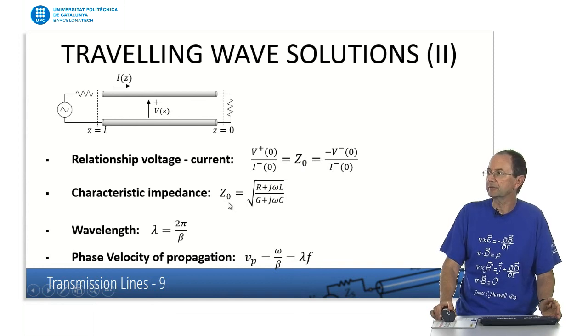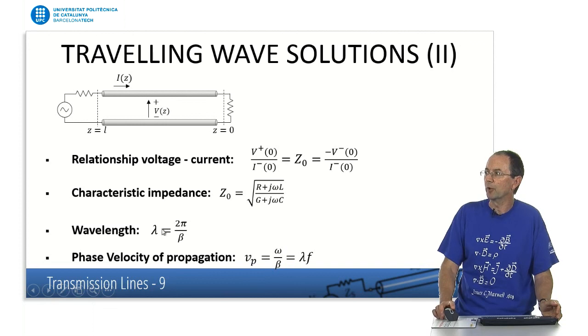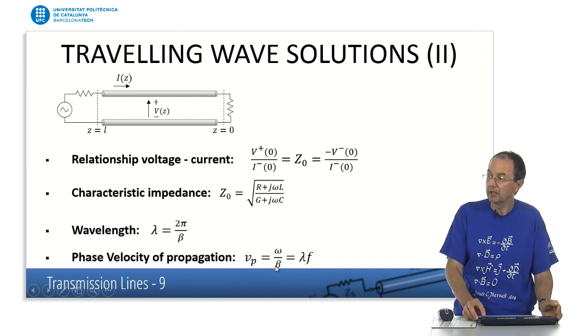This characteristic impedance is related to the constitutive electrical parameters R, L, G, and C of the line. And also the phase velocity of propagation is related to the constitutive parameters of the line and also to the propagation constant. The beta constant establishes the phase velocity of propagation, and the wavelength is again related with the same beta.